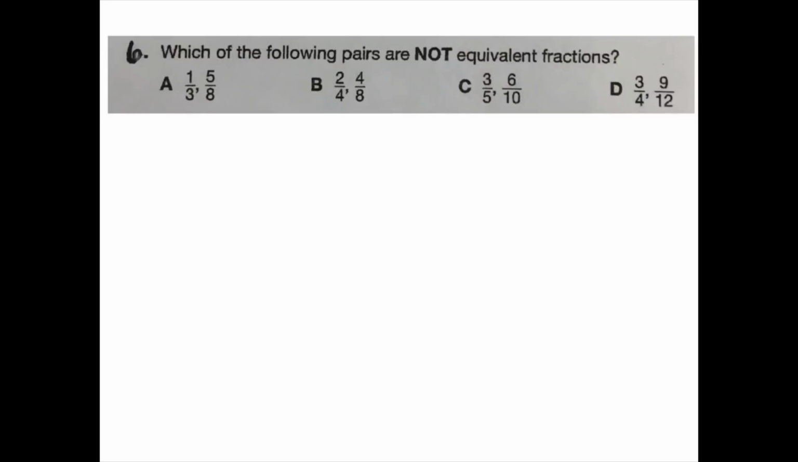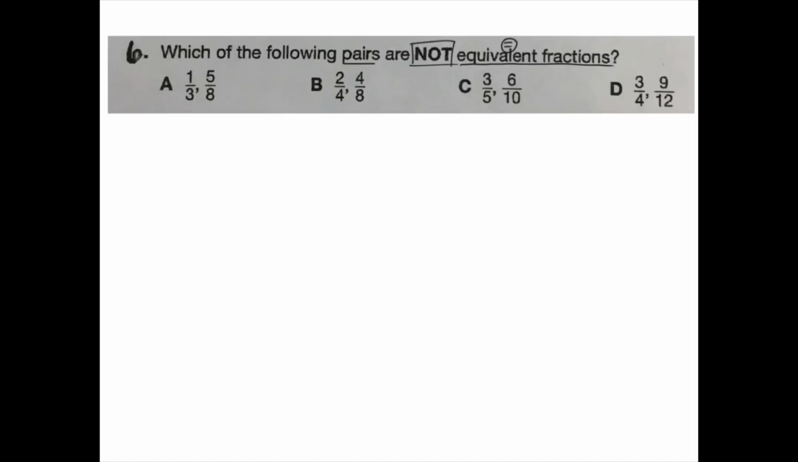Okay, let's look at number 6. It wants us to find out which of the following pairs are not, put a box around not, equivalent fractions. So we know equivalent fractions are fractions that are equal, and we're looking at fraction pairs. Remember, pairs means two, like a pair of shoes. So we're looking at our choices, A, B, C, and D, to say which pair are not equivalent.